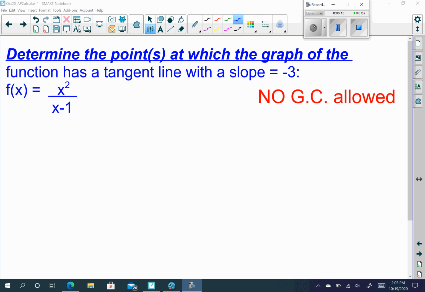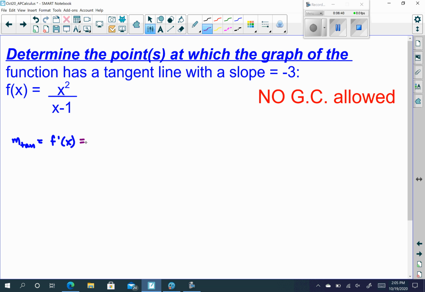All right, so here's a slightly different question as well. We want to determine the point or points at which the graph of the function has a tangent line with a slope of negative 3. So here's f of x is equal to x squared over x minus 1. We're going to do all of this without a calculator until the very end. We're going to check our work. So right now we have to find the slope of the tangent line, which is the same as f prime of x.